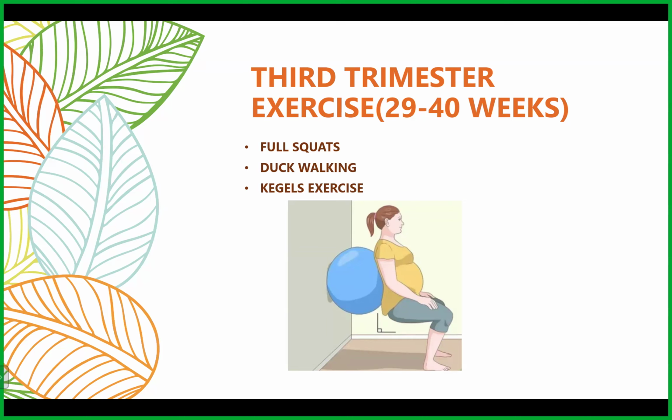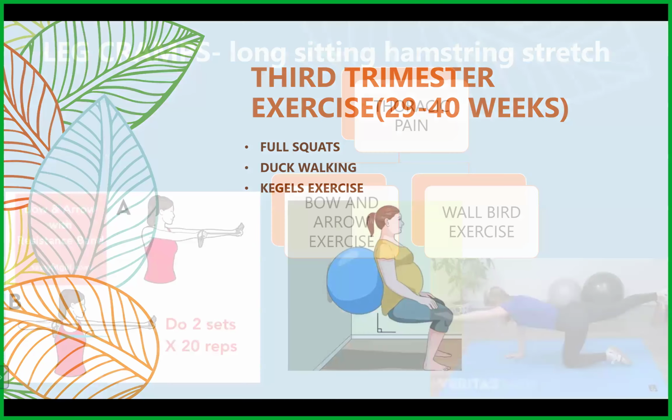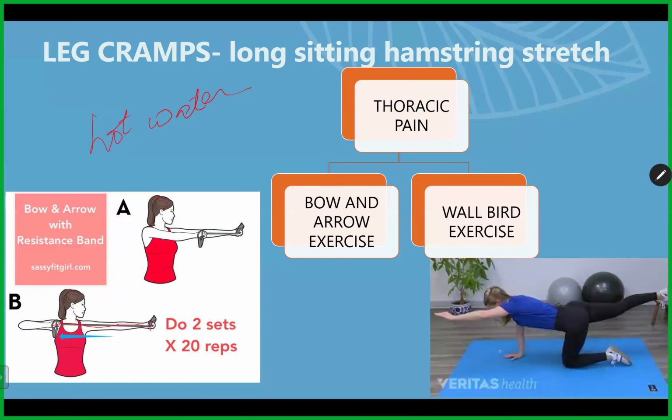What is wall and bird exercise? Okay. So your wall and bird exercise is this. In this position, they'll be in quadruped position first, and the first one is alternate leg and hand raise. So that is your wall and bird.